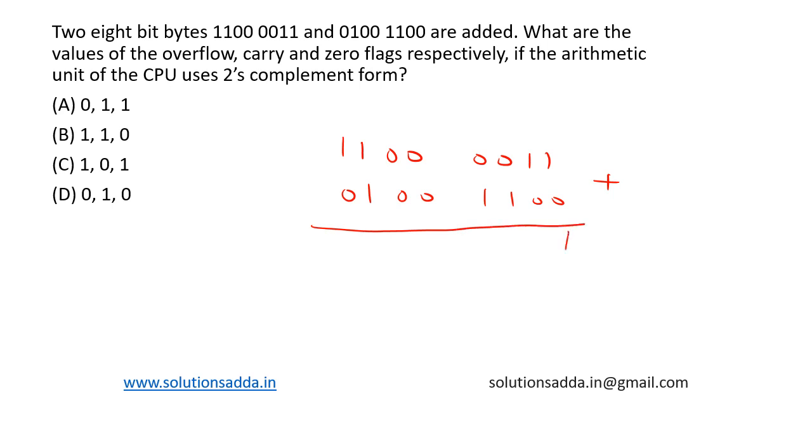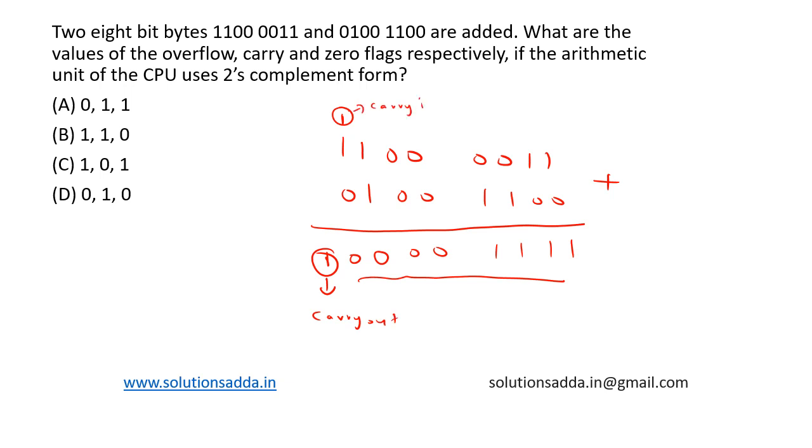We'll get 1 with no carry here. Here also 1, 1, 1. Here it will be 0, 0. We'll get 0 and a carry is generated here. And we'll get 0 here and a carry is generated here. So this is the 8-bit result and this is the carry out. And this would be the carry in.